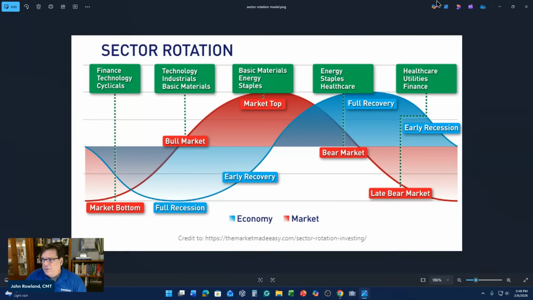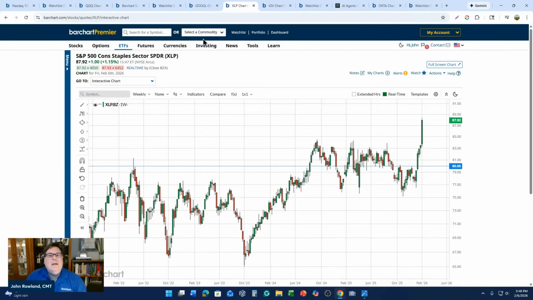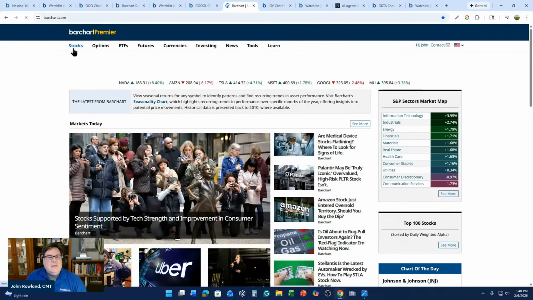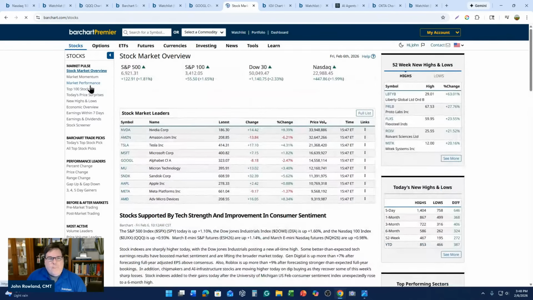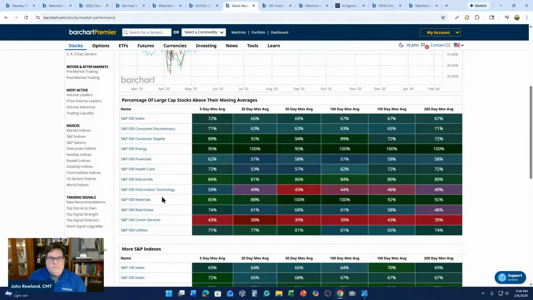Now, to kind of reinforce that, right? So again, let's go to stock performance. And I'm going to scroll down here, and here are the 11 sectors. But here's consumer staples. Notice how many stocks in, let's say, the critical 20-day, 50-day, 100-day are above the moving average. Look at energy, literally 100% across the board. And materials, again, super strong, super strong.